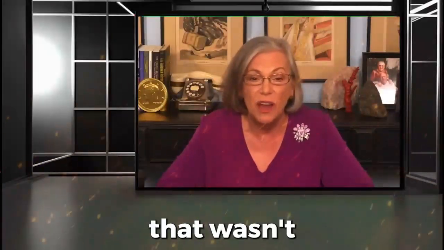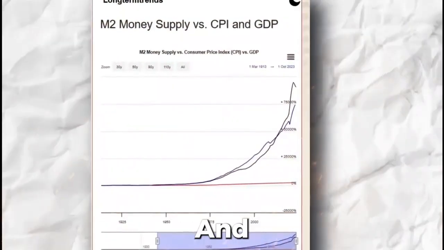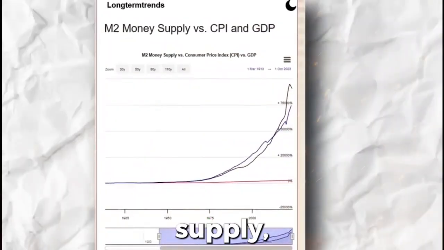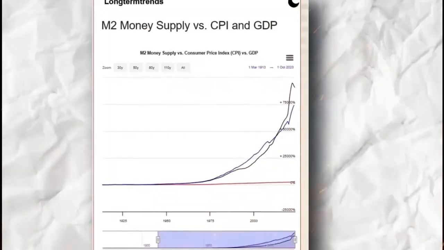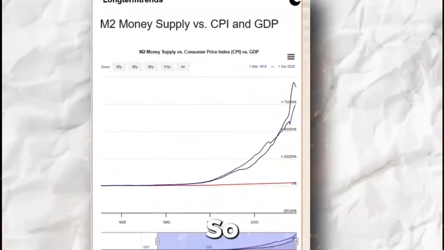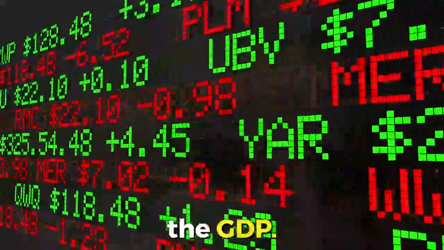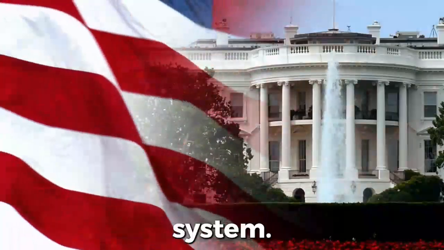But let me show you something that wasn't tweaked because it was just put out as a general. Let's just go right to the slides. And what you're looking at here is the M2 money supply, which is not the broadest base of money, but the second, versus the CPI, so inflation, consumer price index, versus the GDP. So that's all the money that flows through the US system.